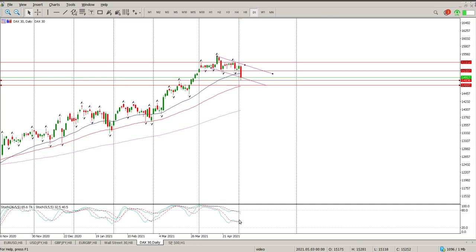I do like the way the oscillators are looking at the moment. Probably a little bit more downside coming. I would expect at least for us to come and close this gap at the moment. And this is the zone that I'd be looking at. So the next major area is going to be a little bit further down, which is down here.